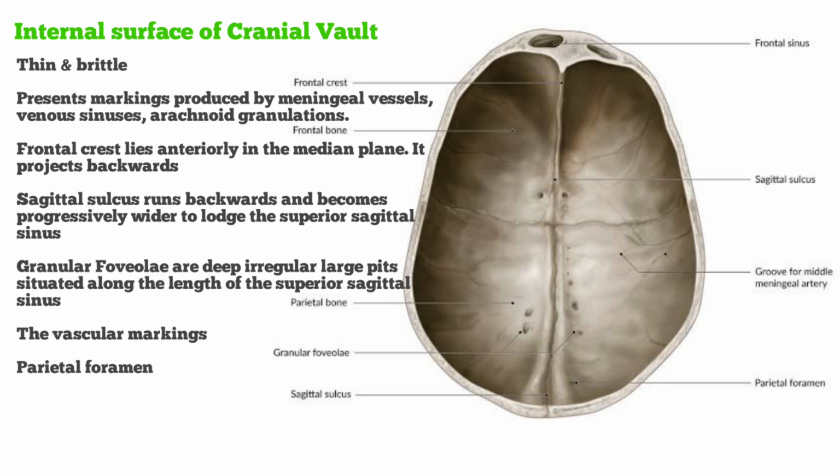Internal surface of the cranial vault. Thin and brittle. Presence of markings produced by meningeal vessels, venous sinuses, and arachnoid granulations. The frontal crest lies anteriorly in the median plane and projects backwards. The sagittal sulcus runs backwards and becomes progressively wider to lodge the superior sagittal sinus. Granular foveolae are deep irregular large pits situated along the length of the superior sagittal sinus. The vascular markings. Parietal foramen.